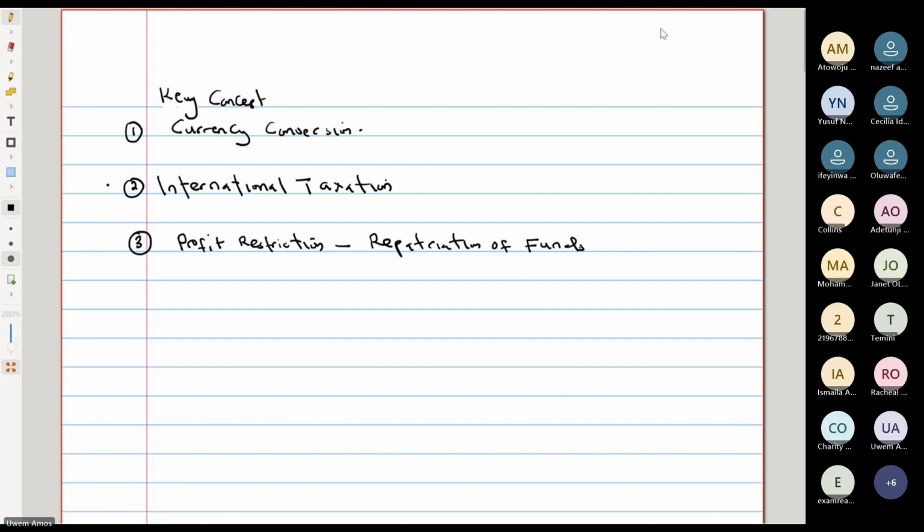Another concept you need to understand is the concept of transfer pricing as it relates to international business.